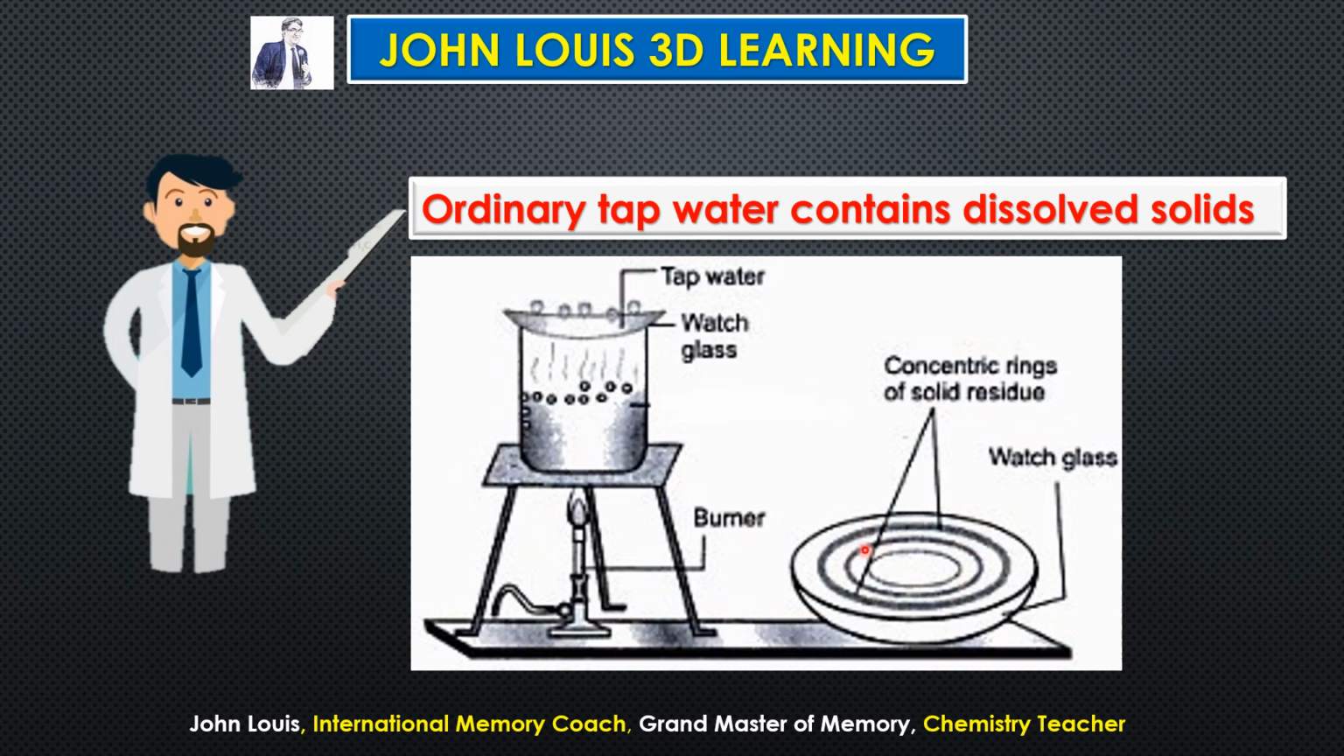Concentric means what? One circle here, and after leaving some gap another circle, and after leaving some gap another circle. The solids may be white or colored, depending on what kind of minerals or salts are dissolved in the water. The solid substances will form as concentric rings: a small one and a bigger one than that, one after the other. So we can see lots of concentric rings of solids inside the watch glass.